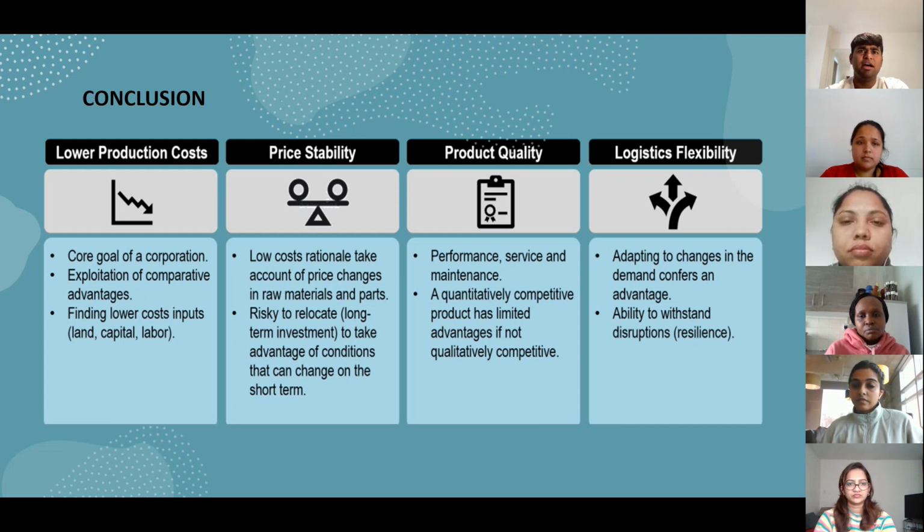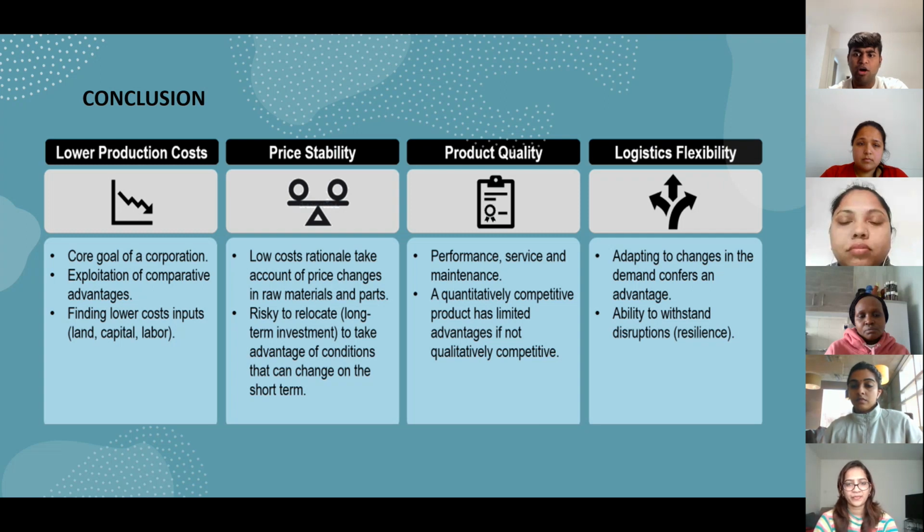So price stability: input costs can change very rapidly, such as variation in exchange rate, resource scarcity, and a change in labor cost. Product quality, performance, service, and maintenance. Offering consistency in product quality allows a multinational corporation to remain competitive.